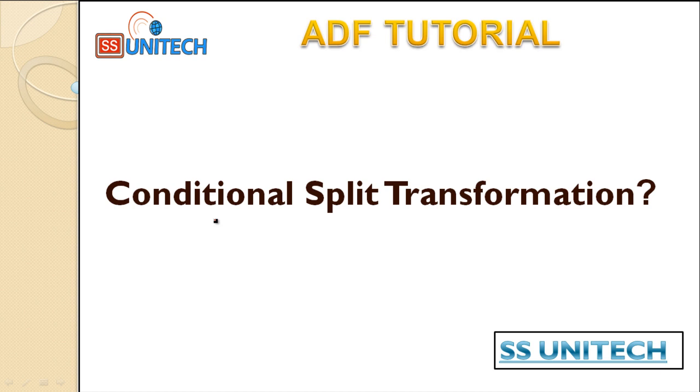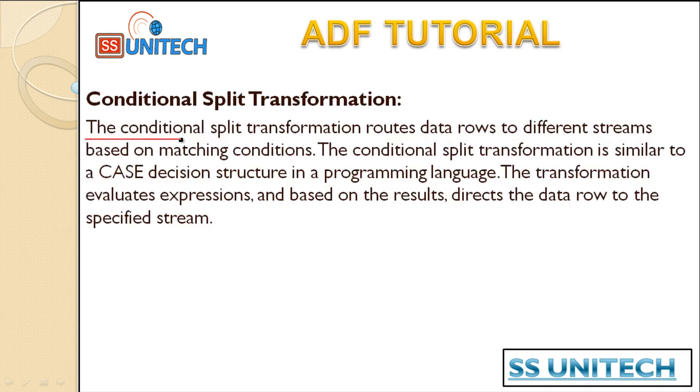So what is the conditional split? Basically, the conditional split transformation routes data rows to different streams based on the matching condition. This is the same thing as we have already seen inside the SSIS conditional split.